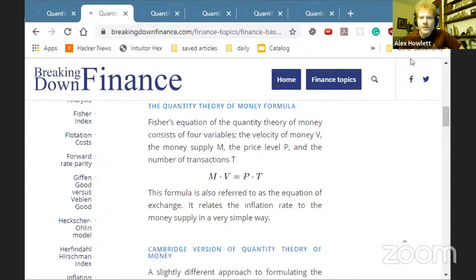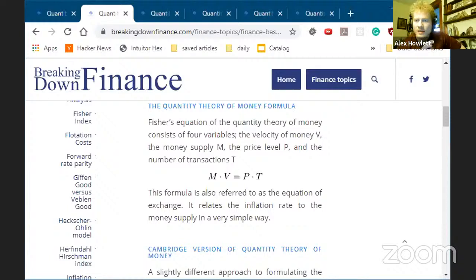Fisher's equation of the quantity theory of money consists of four variables: the velocity of money, V, the money supply, M, the price level, P, and the number of transactions, T. This formula is also referred to as the equation of exchange. It relates the inflation rate to the money supply in a very simple way. So the idea with M is that there's a certain amount of money in the economy. And then V is, on average, how often is that money turning over? How often is the money being spent?